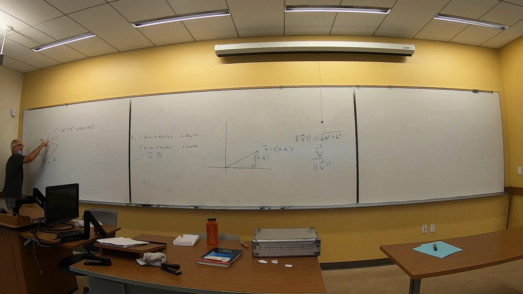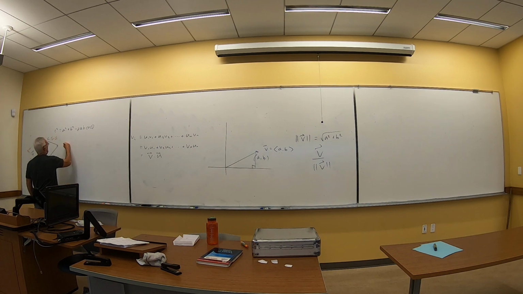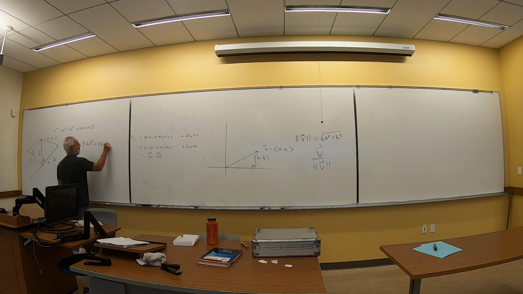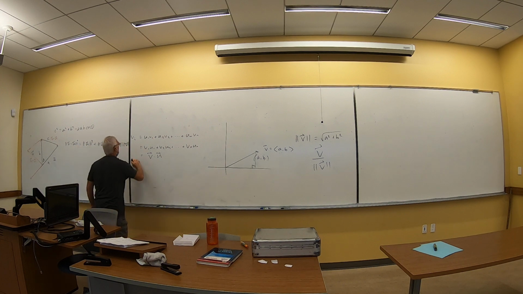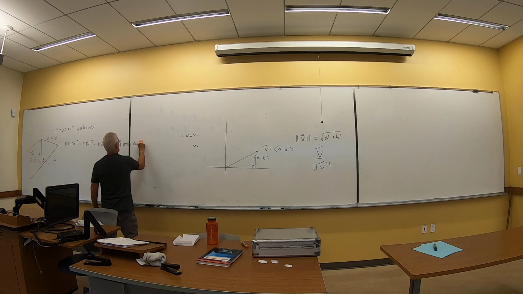So what is the length c? That would be the magnitude. Now, why is that important? Because I can put these magnitudes into the law of cosines. And what would I get? I get the magnitude of v minus u squared equals the magnitude of u squared plus the magnitude of v squared minus 2 times magnitude u times magnitude v times the cosine of the angle between them.